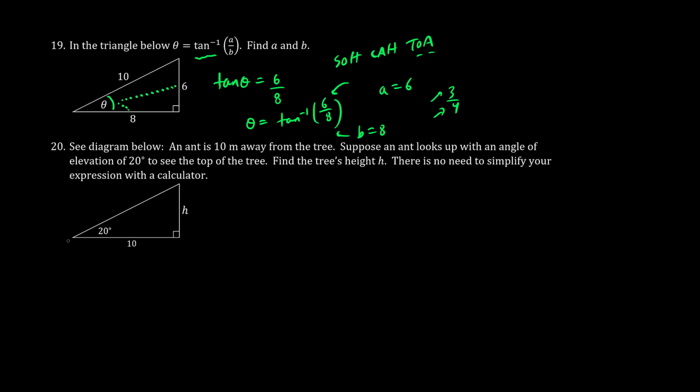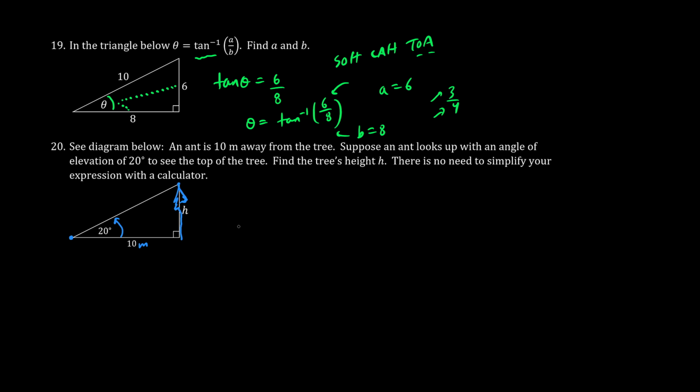So for question 20, we have this beautiful ant here. It's 10 meters away from this tree. How high is the tree? We need to find h. And this is called an angle of elevation. The ant is looking up to the top.